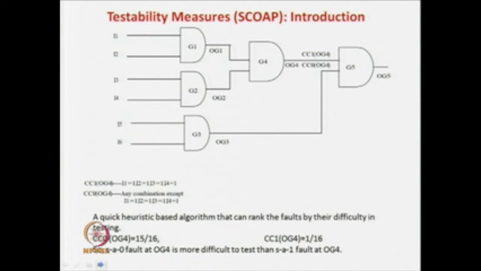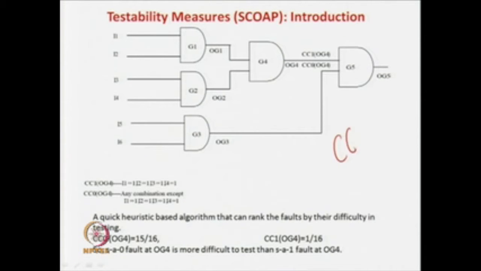Now, let us see how we can find some kind of algorithm or heuristic that can tell you which is the easy fault and which is the difficult fault. So, let us start with an example. This is a simple circuit. Let me just tell you some formal notations we will be using.